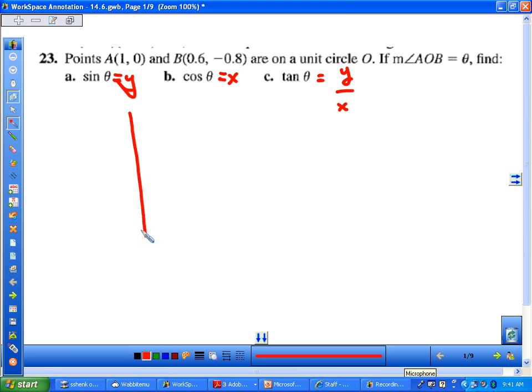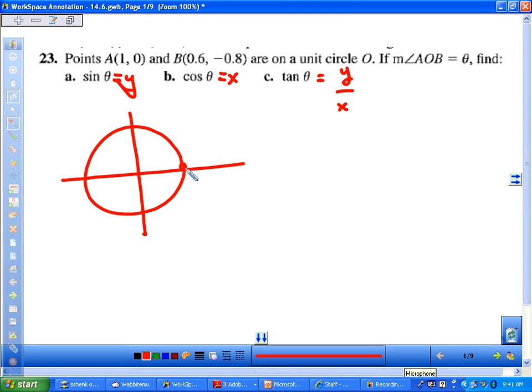So let me sketch this unit circle here real quick. Here's a crude drawing of our unit circle. Here's the point A at 1, 0. And then we've got the point B, which is 0.6, negative 0.8. What quadrant is that in, folks? It's got to be in quadrant 4. We got a positive 0.6, then a negative 0.8. So right here is the coordinate of B, 0.6, negative 0.8.